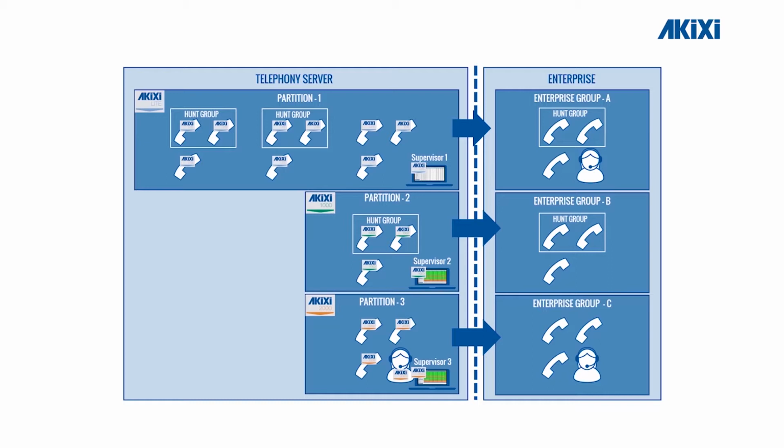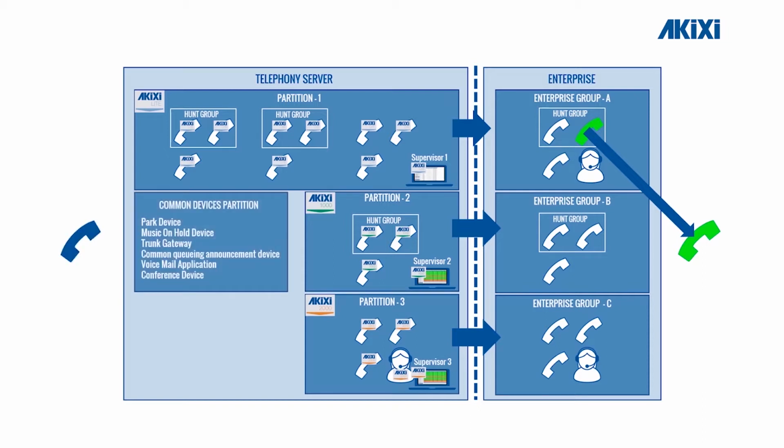So what we're going to do now is have an extension in group A making an external call. Now, if you recall, one of the fundamental principles of call modeling within Akixi is that both entities must be represented within Akixi for the call to be modeled. How Akixi manages this is by way of the Common Devices partition. The Common Devices partition includes elements that are needed to operate a telephony platform, but aren't necessarily devices. So you've got things in there like music on hold, trunk gateways, voicemail applications, and so forth.